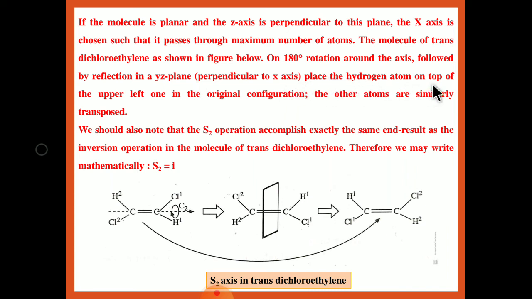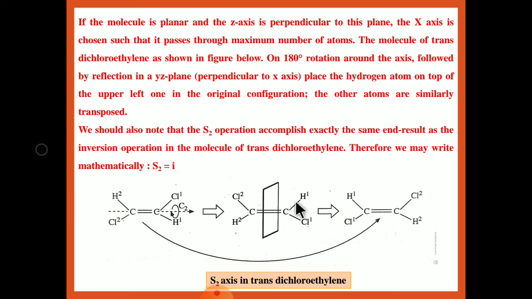Place the hydrogen atom on top of the upper left one in the original configuration. The other atoms are similarly transposed. So here after 180 degree rotation we will get this molecule, and after taking its mirror image we will get the third configuration, which is exactly similar to the first configuration. We should also note that the S2 operation accomplishes exactly the same end result as the inversion operation in the molecule of trans-dichloroethylene. Therefore, we may write mathematically S2 is equal to i.